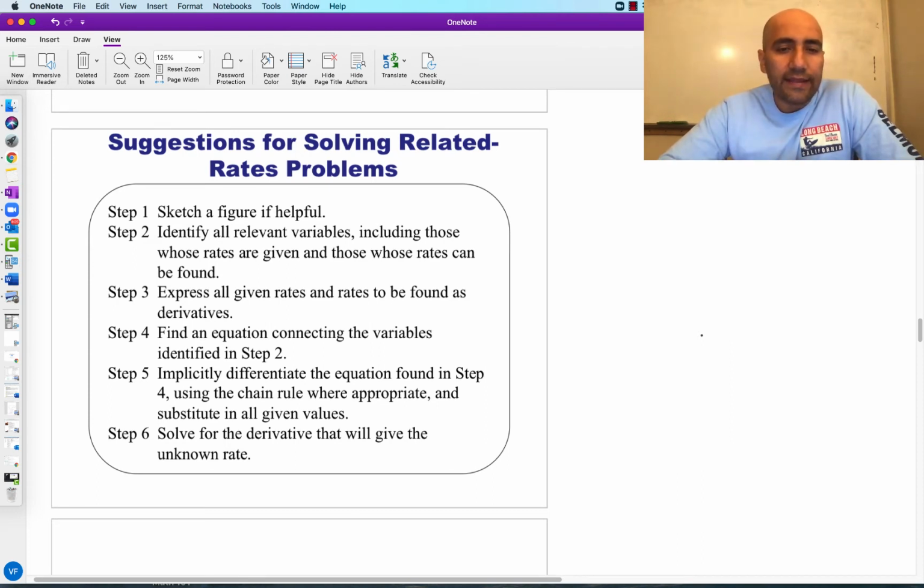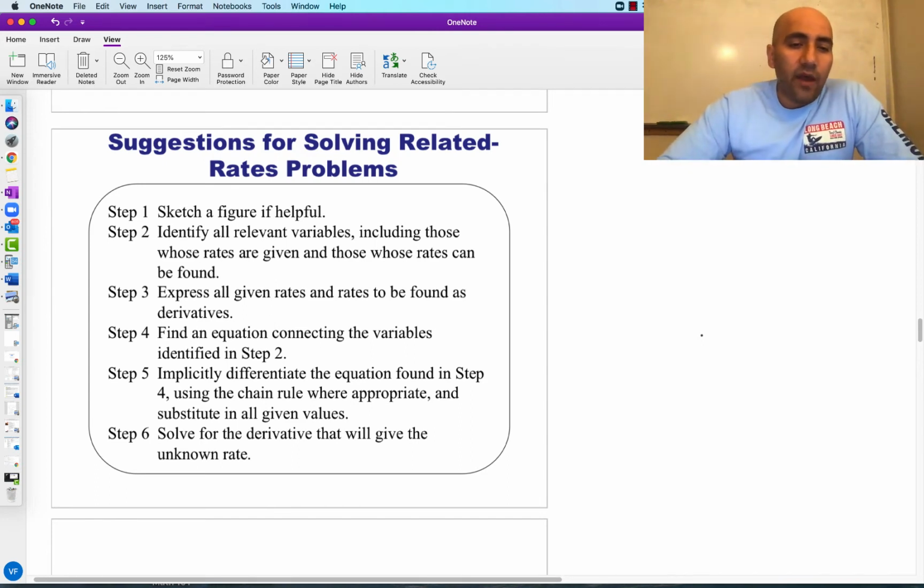Find an equation connecting the variables identified in step 2. So that can be hard. So think about whether they end up creating a triangle or a circle, or if there's a relationship like profits and costs and revenue functions, those kinds of known equations. So come up with an equation.